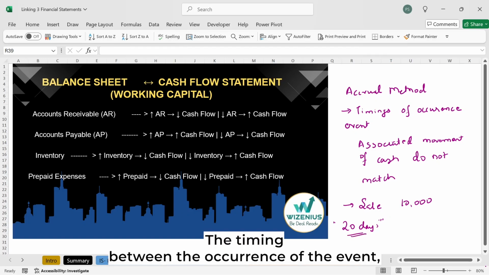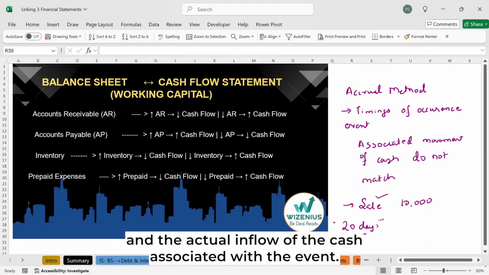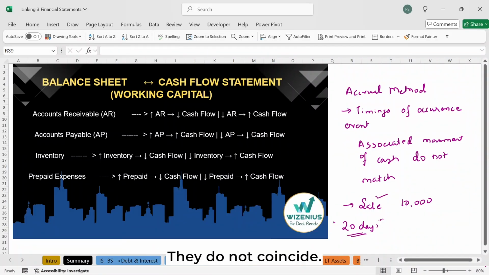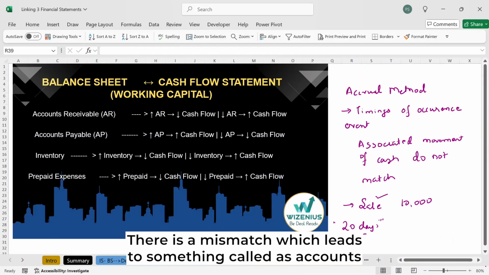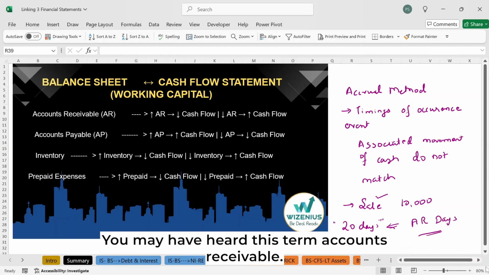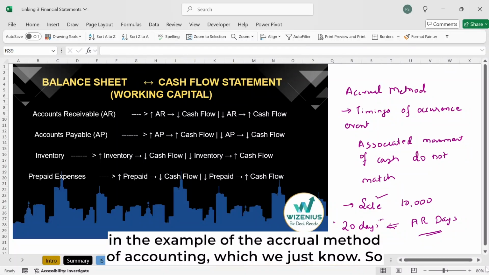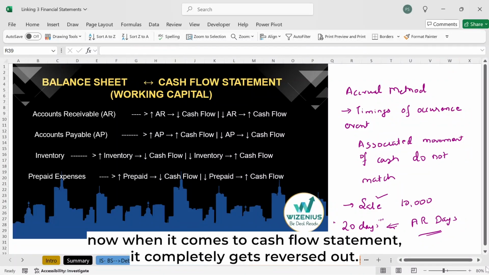The timing between the occurrence of the event, which is the sale, the date which you have booked in your accounts, and the actual inflow of the cash associated with the event, they do not coincide. There is a mismatch, which leads to something called accounts receivable days. You may have heard this term. This is nothing but the actual implementation, or the example, of the accrual method of accounting, which we just saw. Now, when it comes to the cash flow statement, it completely gets reversed.